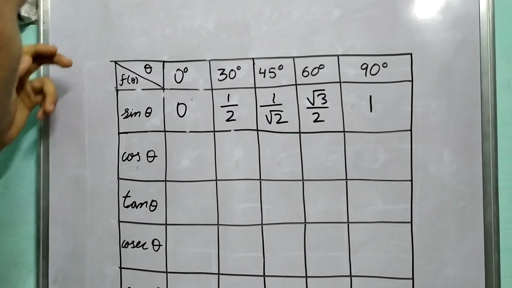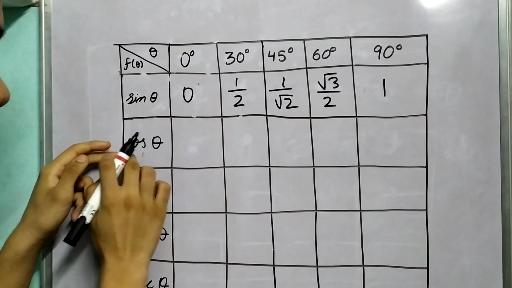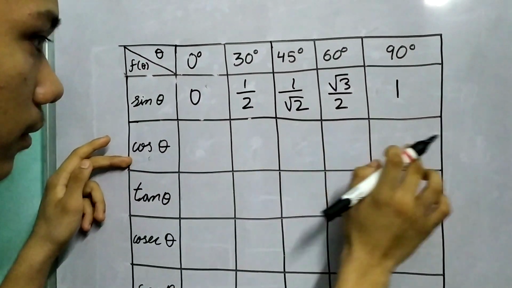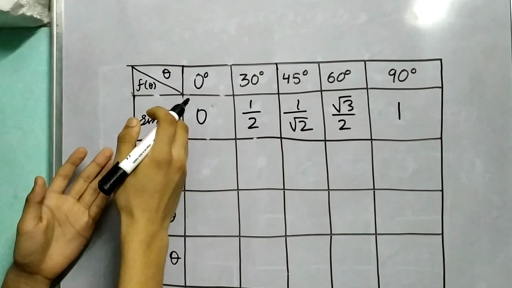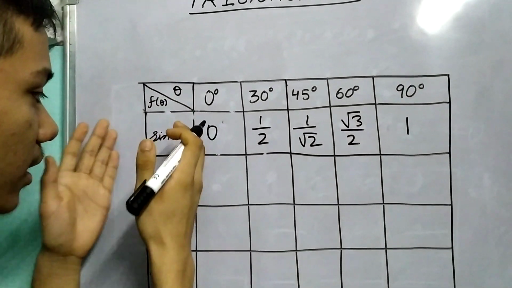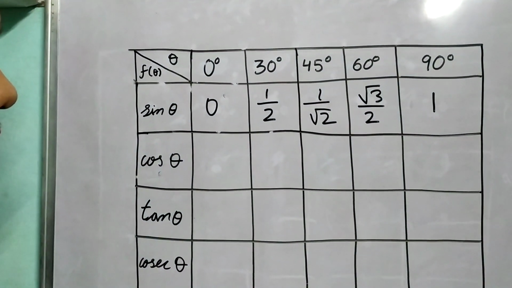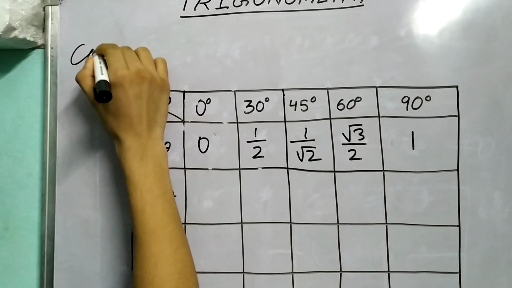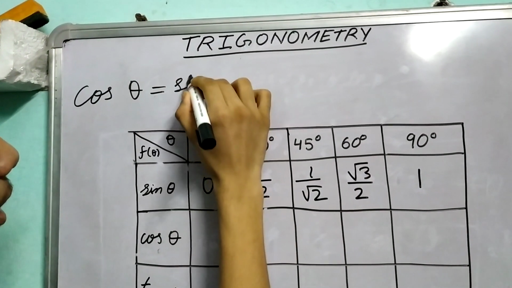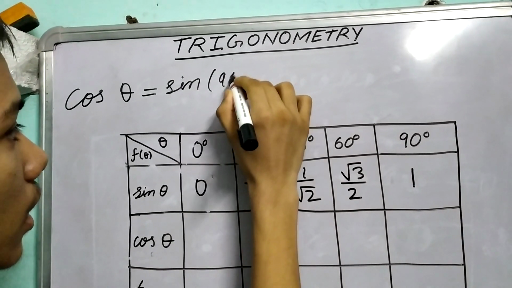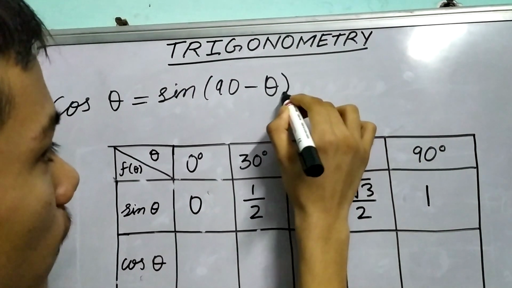Now see, now we need to fill the row for cos theta. So what do we know about the relationship? What is the relationship between sine theta and cos theta? If you think about it, this is what we have studied, right? Cos of theta is equal to the sine of 90 minus theta, right? These are called cofunctions.